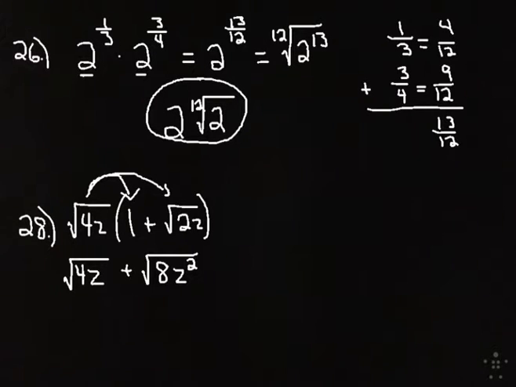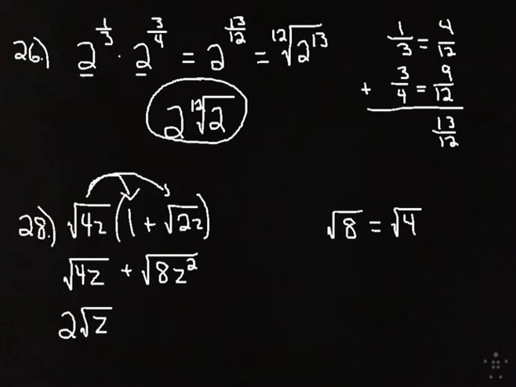Now let's simplify that. What is the square root of 4? 2. So that is 2 square root of z. Now the square root of z won't simplify. What's the square root of 8? I don't know, but I know that there's a perfect square that's a factor of 8. The square root of 8 is really the square root of 4 times the square root of 2. And the square root of 4 is 2.